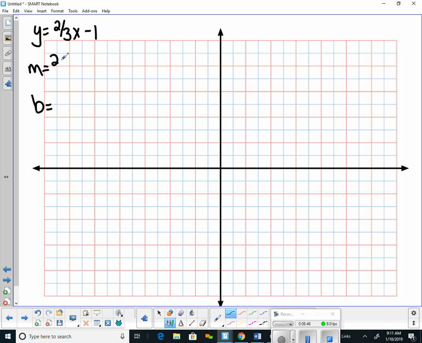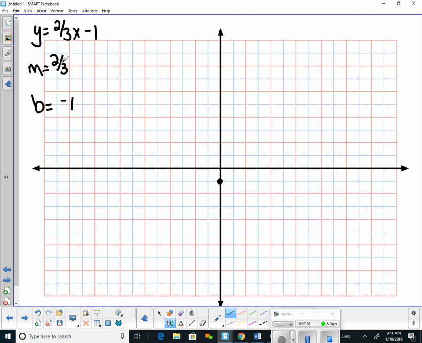Okay, my slope is 2/3 because it's the number that's in front of x. My y-intercept is negative 1. So I'm going to my y-axis and put a point on negative 1.